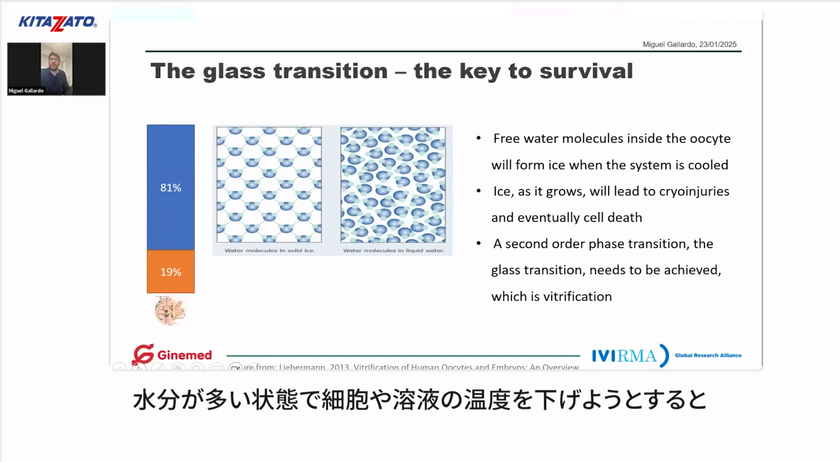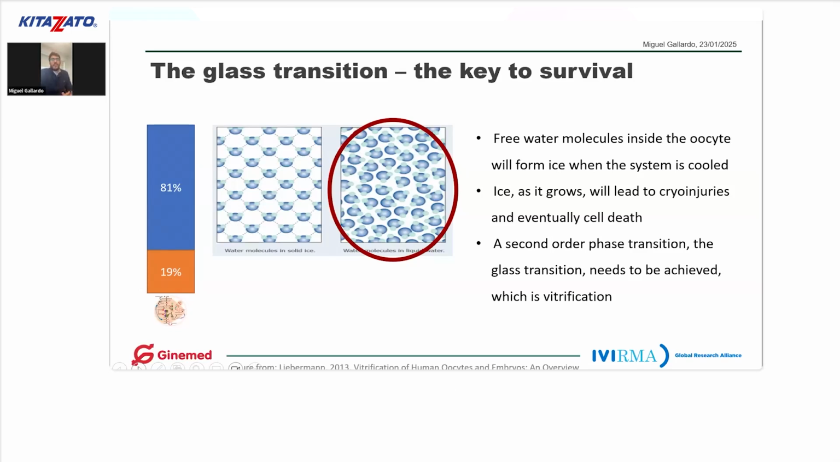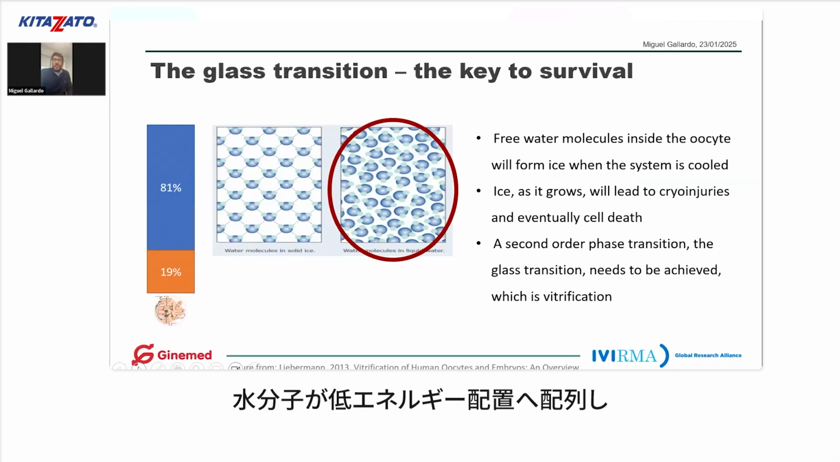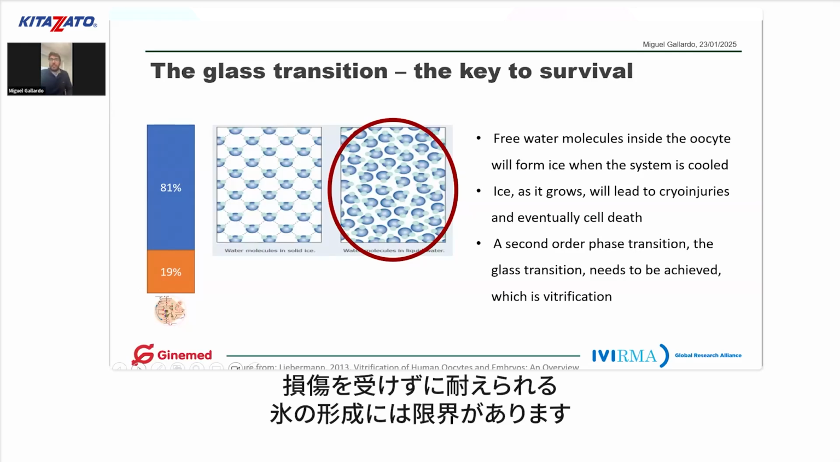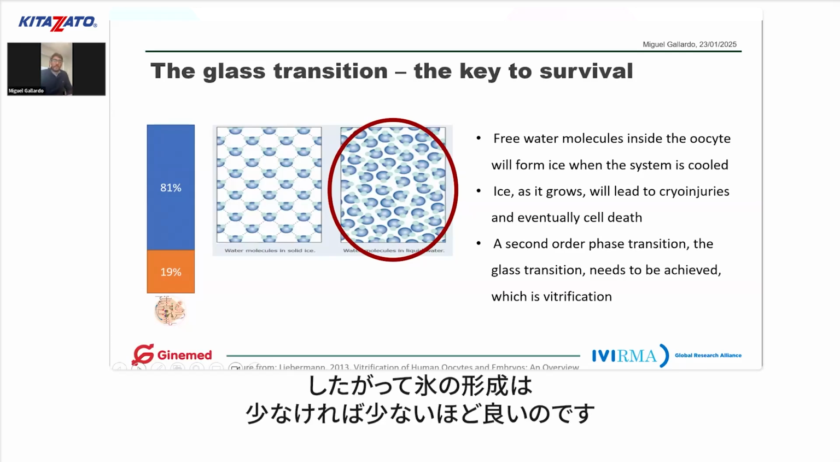In the next slide, we can see that a lot of water means that once we try to reduce the temperature of the system, it is cooled, the energy is going to leave the system, and the water molecules are going to search for a more stable, lower energy configuration, which is why they form the ice. And if it forms and grows inside our cells, it's going to lead to cryo-injuries and eventually cell death. There's only so much intracellular ice formation that an oocyte can tolerate. So the less, the better.